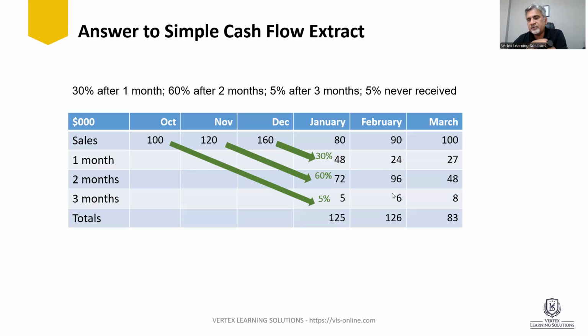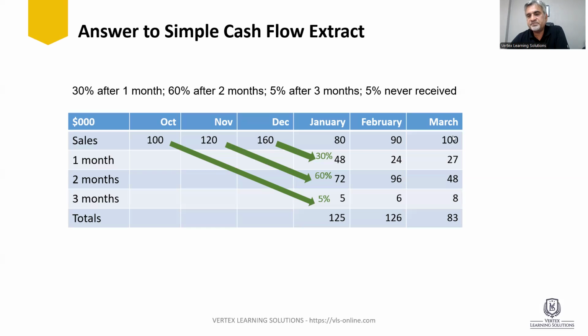Same pattern you will make for February and March. For example, this 24, where is it coming from? 30% of January will come in February. So 30% of 80 is 24. Then 60% of January will come in March. So 80 into 60% is 48. This 48 is January, second month. So first month, second month, third month. So for January's 80, 30% comes here, 60% comes there, and 5% will come in April, but April we are not making, so it does not appear.